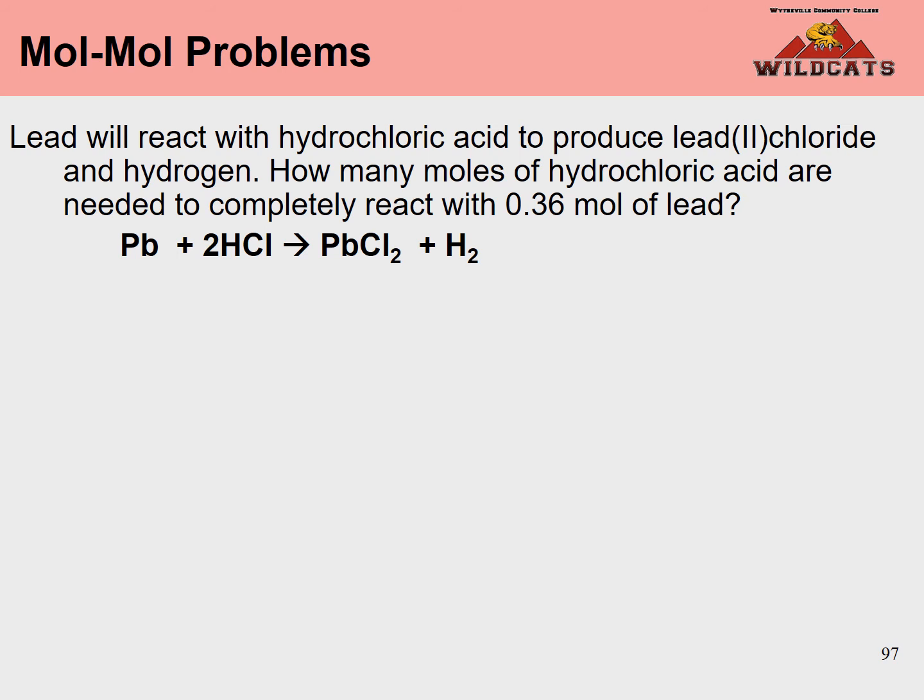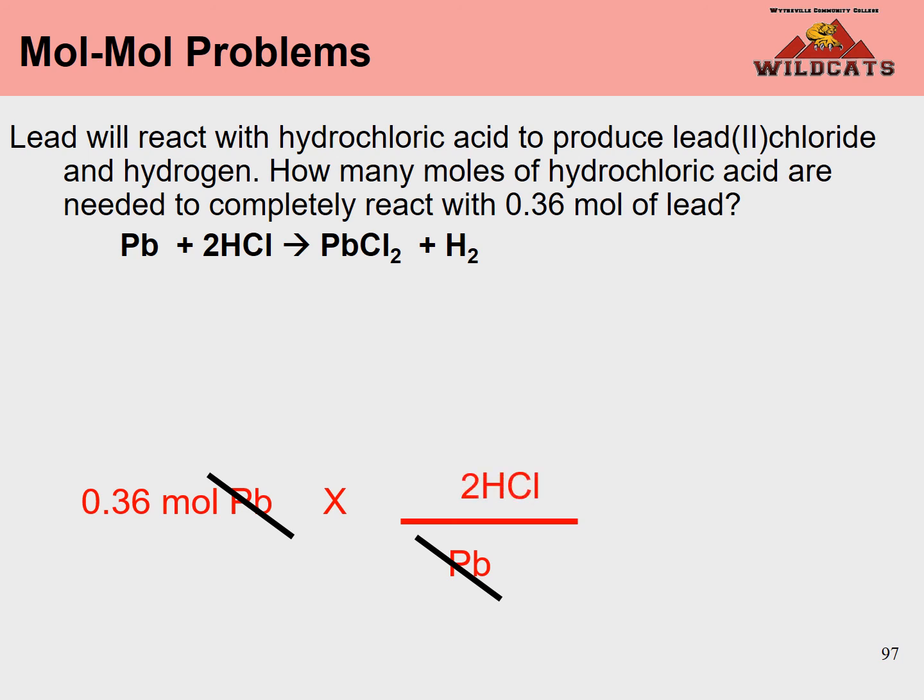So if we take a look at another example, we've got 0.36 moles of lead. Multiplication sign, division bar. Let's get rid of the lead because we're not looking for lead. We're looking for how many moles of hydrochloric acid. So the hydrochloric acid is the HCl. Remember to pull the 2 down from the balanced equation. We take 0.36 times 2 and we end up with 0.72 moles of HCl.